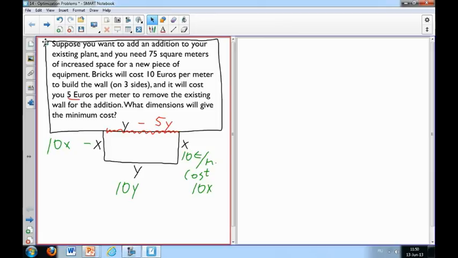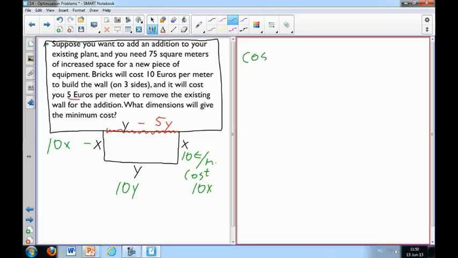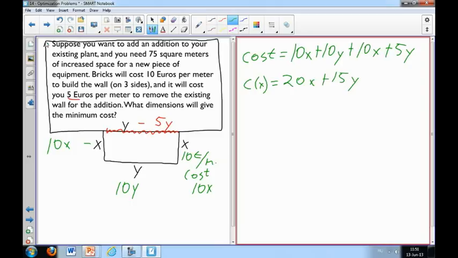So now we can work with this and know that our cost function is going to be, well, we just add up what we know. 10x for the one side, the bottom is 10y, we add it together, plus 10x for the other side, plus 5y. So our cost function, or our c of x, is going to be 20x plus 15y. This is what we're trying to minimize, what we're trying to find, our goal. So this must be our objective function, or our objective equation.